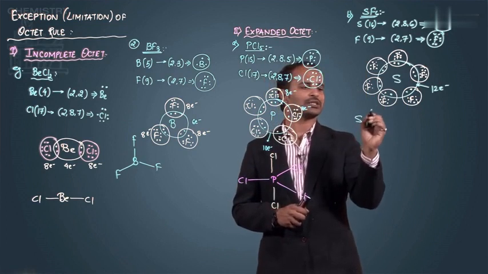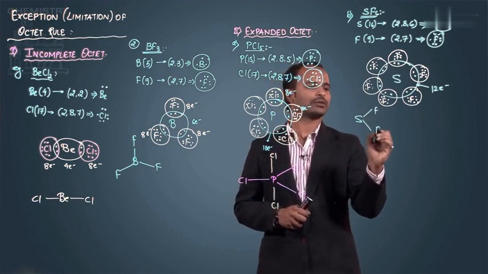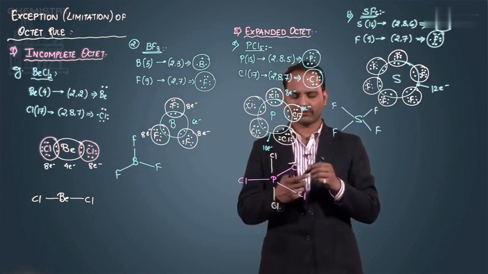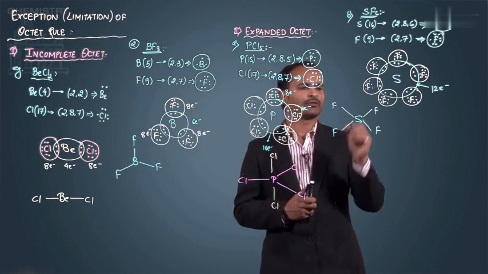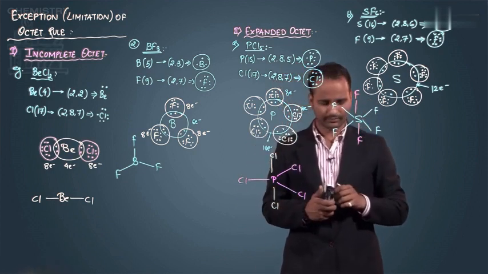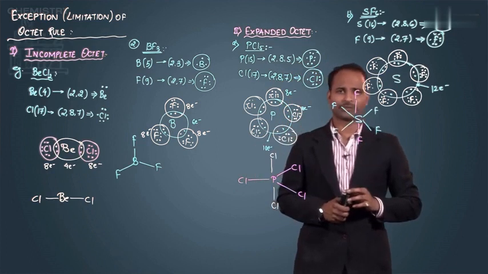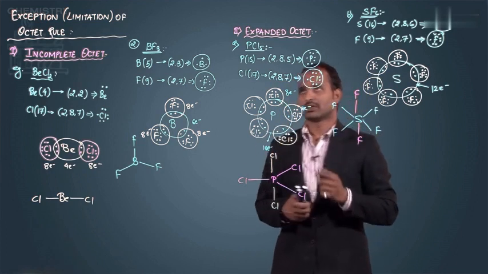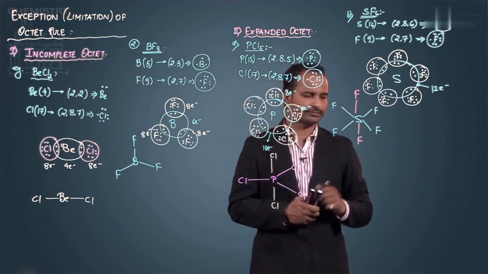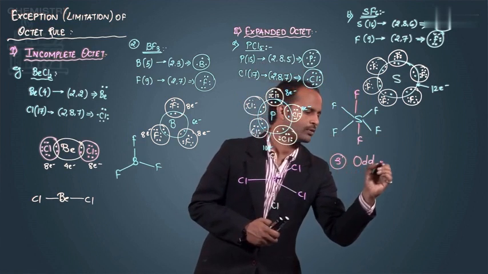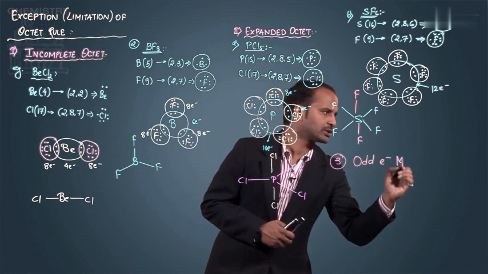The SF6 structure is what we call an octahedral structure. These 4 fluorine and 1 sulfur are in the same plane, while there are 2 fluorine atoms perpendicular to the plane. That is called a square bipyramidal structure, also known as octahedral structure. This is the second limitation. The third limitation: odd electron molecules.